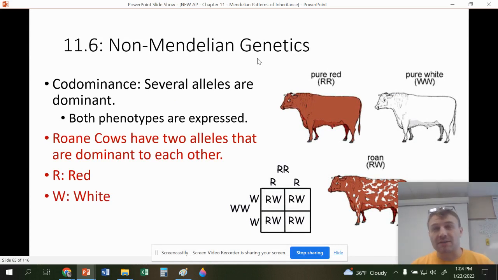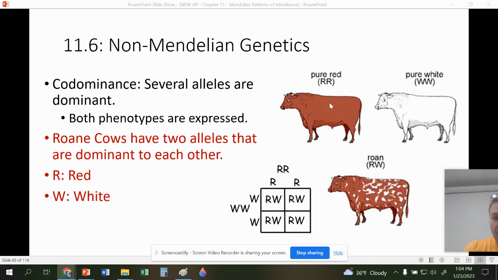Not always, I should say, but in some cases there are multiple. But in this case, several alleles will be dominant to each other. In roan cows, this is an example of a roan cow. So you have your red cows, which are RR, white cows, which are WW. When they have an offspring, it's called a roan cow. So it has an R and a W. So it's going to be a mix of both.